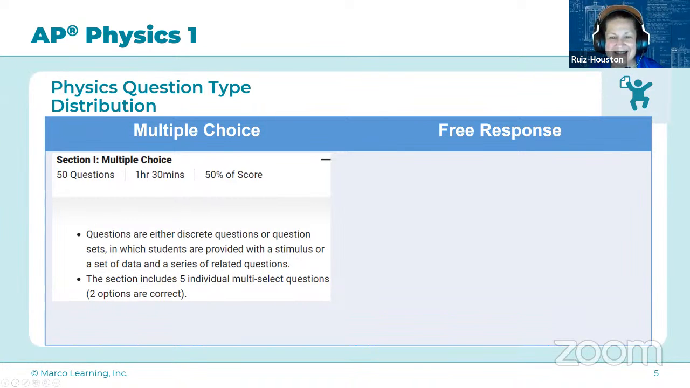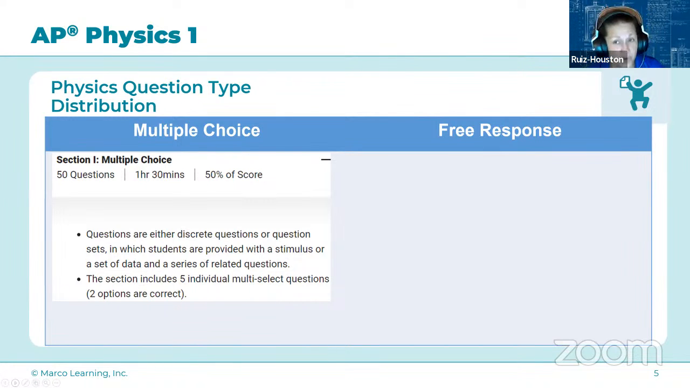Now, the multiple choice section, just to go over, because sometimes we get a little nervous before the test. We do have our 50 questions. We do have our hour and a half or 90 minutes to do this. Now, the questions could be discrete or they can be in question sets. What does that mean? That means it could just be an individual question. Some sort of prompt, maybe some sort of picture. They ask you a question, you pick A, B, C, or D, you're done.